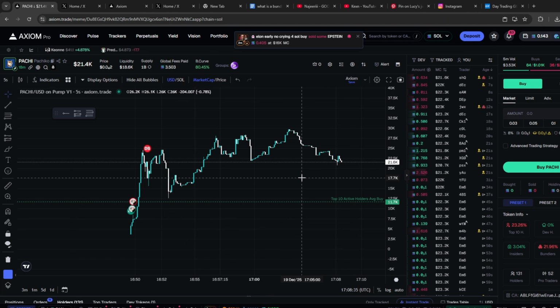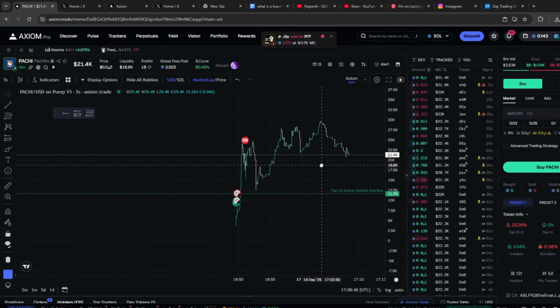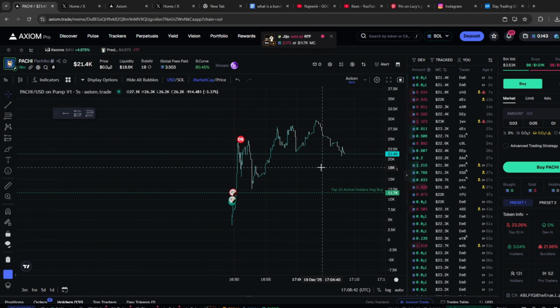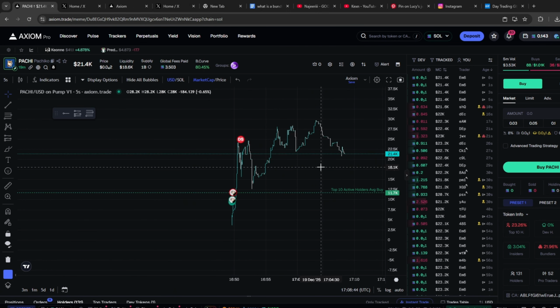And bundles are just getting so much worse because now there's bots involved and they can extract money ridiculously more efficiently. But anyway, now you know what a bundle is. Let me explain how to identify bundles the right way.